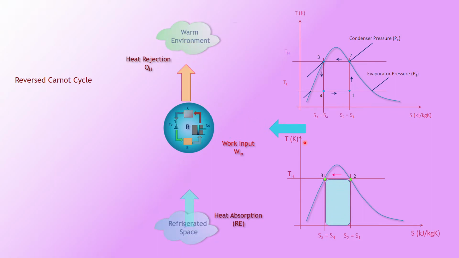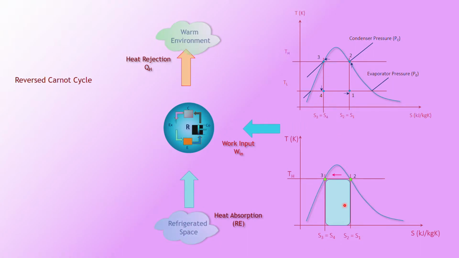Now, for the TS diagram, the area under the process path from 2 to 3, this section here, or this process here, should be the condenser. So what happens here? You have heat rejection to the environment. There's a decrease in entropy, so it's heat rejection to the environment.